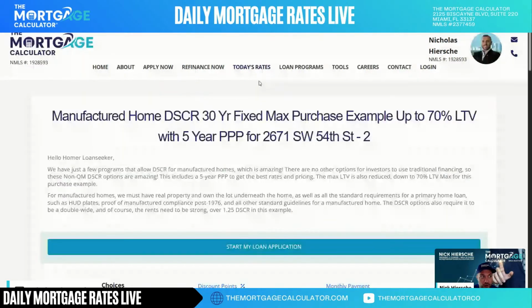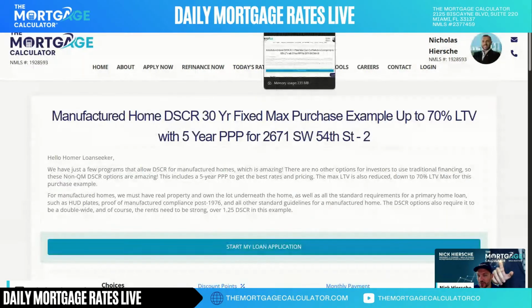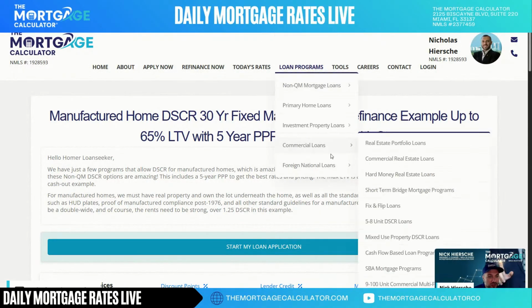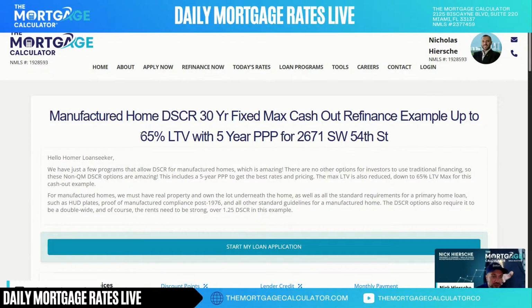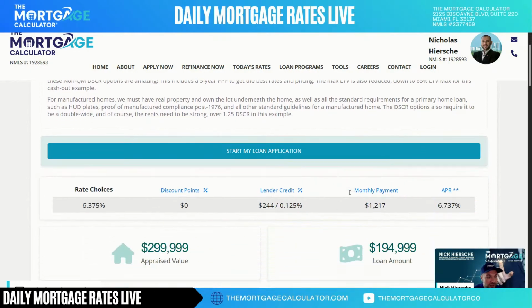Now, if our borrower is the seller and maybe wants to get cash out, no problem. We have options for cash out. Our option to get cash out, which is our typical request beyond the purchase, is going to be a 65% loan to value. Again, this is going to be a 5-year prepayment penalty for that exact home. Everything else is the same. It needs to be a double wide, needs to have HUD plates and all that good stuff, needs to be permanently attached to the land.